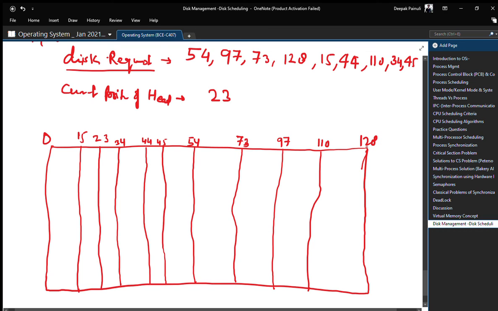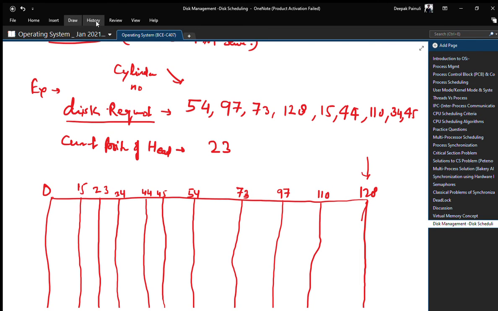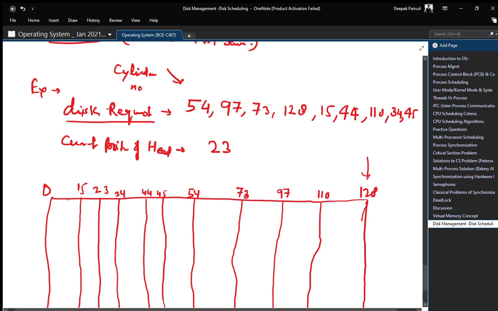I am not making the last cylinder, assuming that 128 is the last cylinder we have in the disk, and the total number of cylinders will be 128, right? So what the question gives you is, currently head position is 23. Now let me change color so that it looks nice to you. So currently head is here, right?